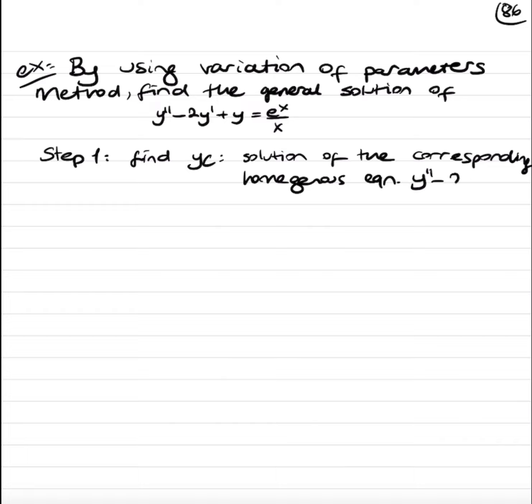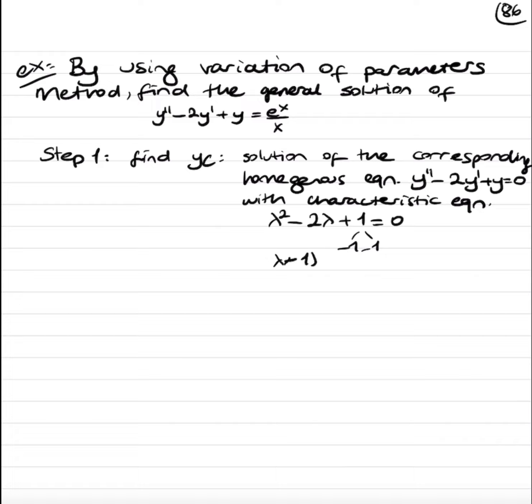It is y double prime minus 2y prime plus y is equal to 0, and we know how to find it by using its characteristic equation. So what is the characteristic equation? It is lambda squared minus 2 lambda plus 1 is equal to 0. Okay, let's find the roots of the characteristic equation. This is actually (lambda minus 1) squared. So we have repeated roots equal to 1.